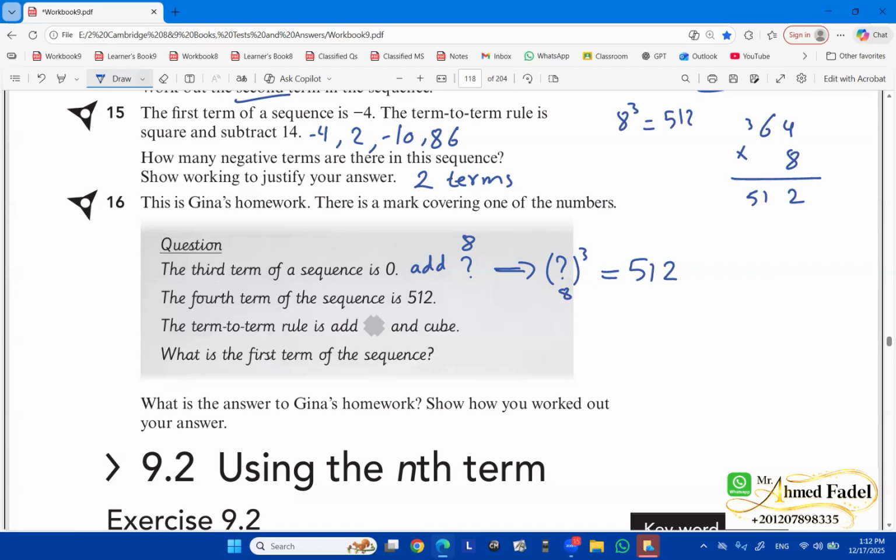So what is the first term? Now I need to do what? I need to go backwards. The term-to-term rule is add 8, then cube it. So now what am I supposed to do? Minus 8 to get to the second term. To get to the second term, you need to move backwards. How? Subtract, you're going to get the cubic root.